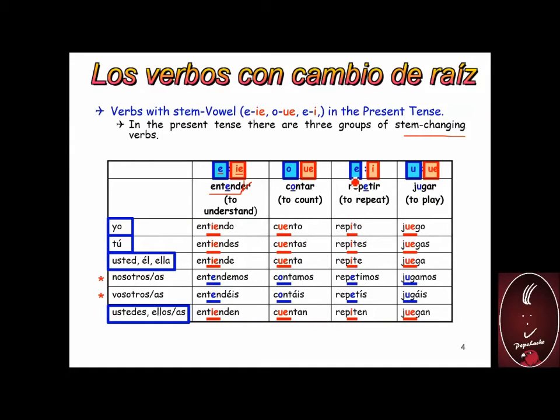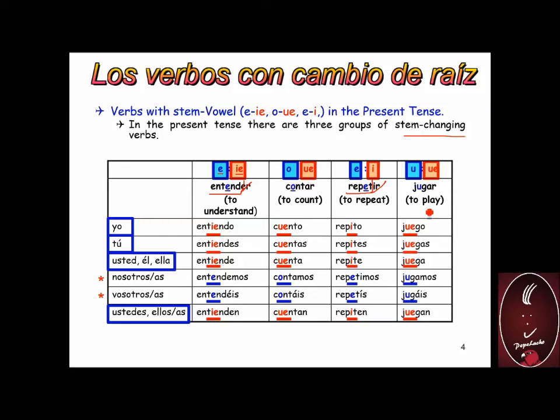And with the next group, E to I, repetir, the same. This verb has two E's in the stem. That's the ending, that's the stem. We have to change the vowel that is close to the ending, this E. Yo repito, tú repites, usted, él, ella repite, nosotros, nosotras repetimos, vosotros, vosotras repetís, ustedes, ellos, ellas repiten.